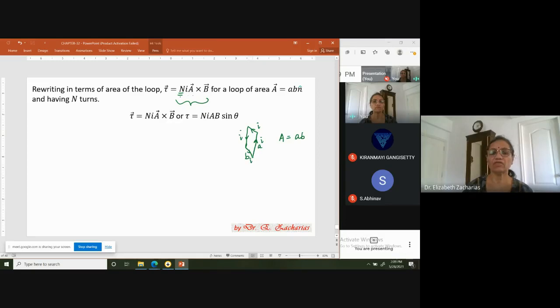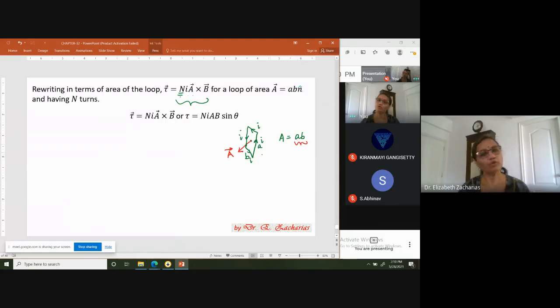Okay, then what you need to do is put your right hand fingers in the direction of the current in the loop and look at the direction of the thumb. The thumb gives you the direction of the area vector. And the magnitude of the area vector is simply small ab.